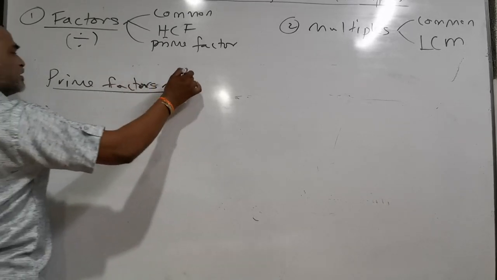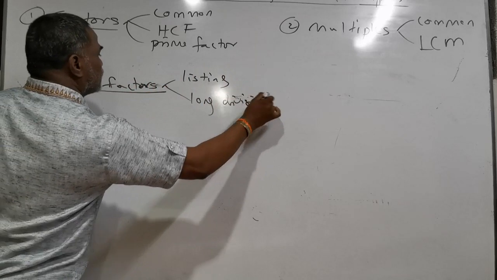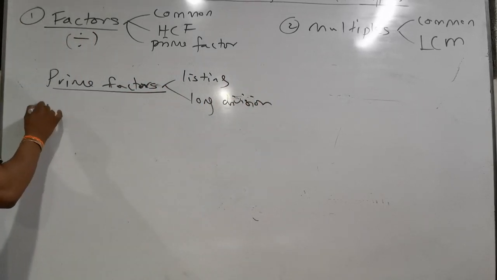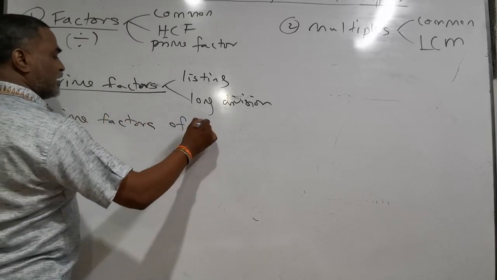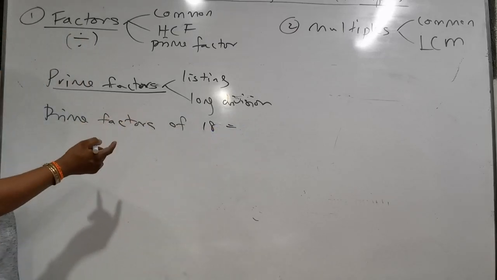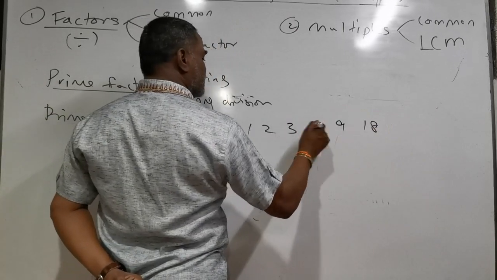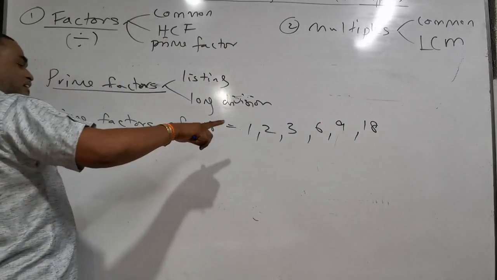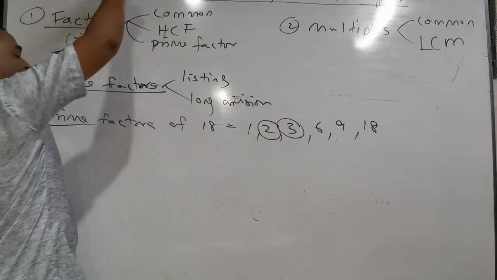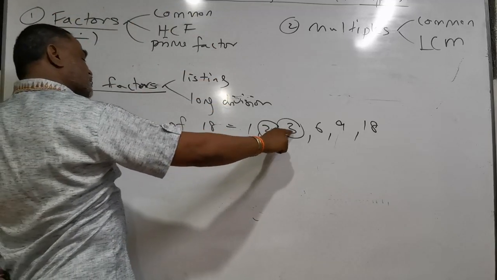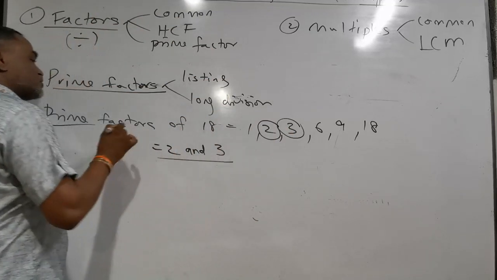For example, you can use the listing method, or you can use long division or algorithm method. Okay, so for example, they say prime factors of 18. So you list all the factors of 18: 1, 18, 2, 9, 3, 6. Among these numbers, this is called factors. But they want prime factors, meaning among the factors, you choose the prime numbers. The prime numbers are 2 and 3. So the prime factors of 18 are 2 and 3. That's the answer. So this is called the listing method.